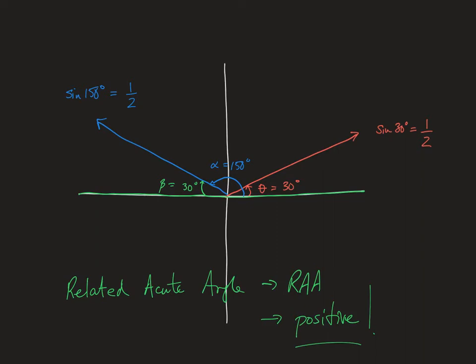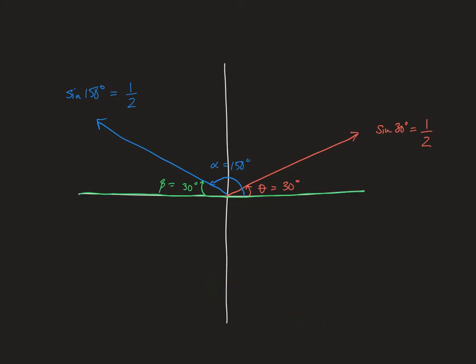We now understand how to rotate in a positive direction and in a negative direction. We know how to make a terminal arm lie in a certain position, and we also have the ability to come up with a related acute angle. So I'm just going to get rid of all of that writing on the bottom now, because we know what a related acute angle is.